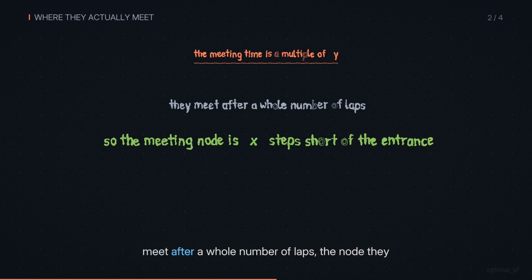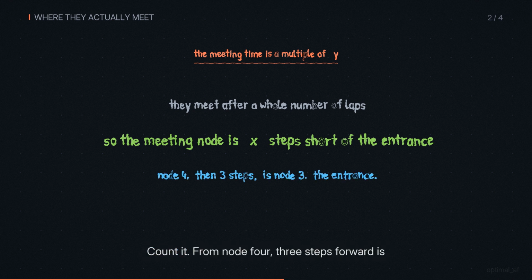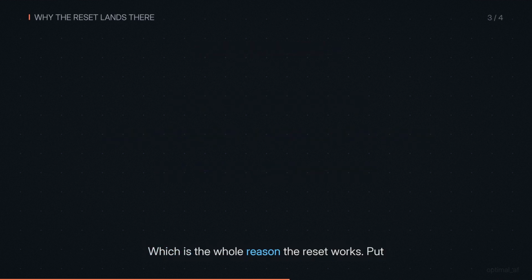Because they meet after a whole number of laps, the node they land on is exactly X steps short of the entrance. 3 steps short in our list. Count it. From node 4, 3 steps forward is node 3, the entrance, which is the whole reason the reset works. Put one pointer back at the head. Leave the other at the meeting node. Move both one step at a time.